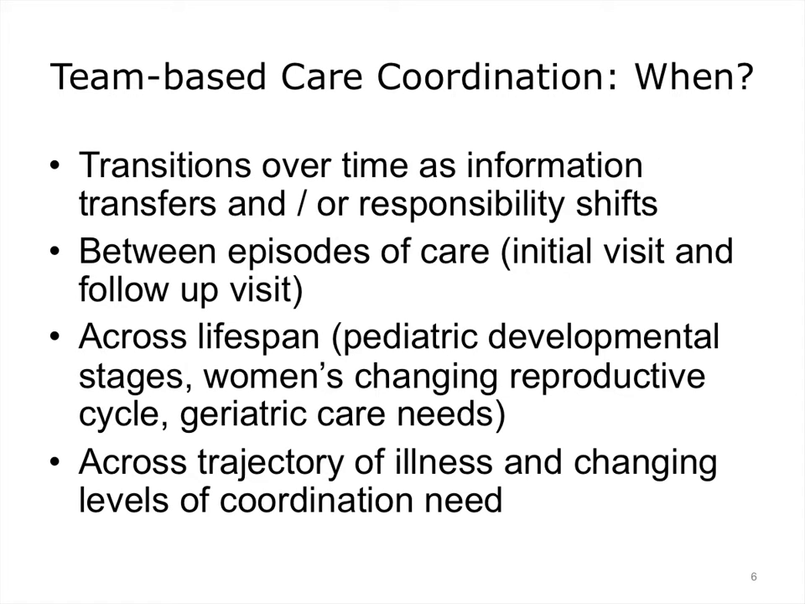When do we need team-based care coordination? Team-based, patient-based care transitions over time as information transfers and/or responsibility shifts. For example, between episodes of care, i.e. a patient's initial visit and follow-up visit. Coordination is also needed across a lifespan, i.e. pediatric developmental stages, women's changing reproductive cycle, or geriatric care needs. Care must also be coordinated across the trajectory of illness and changing levels of coordination need.